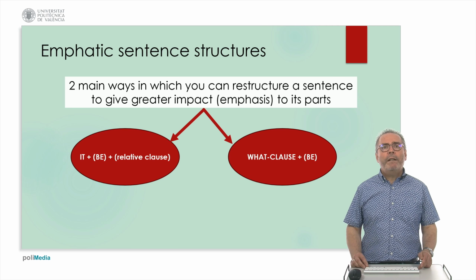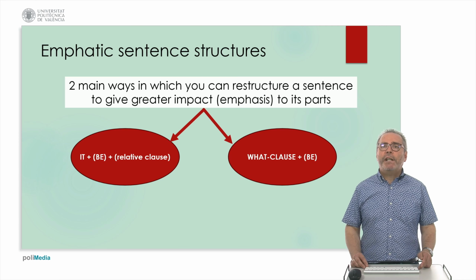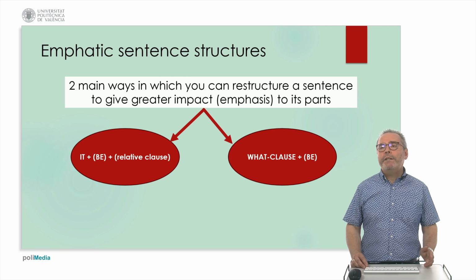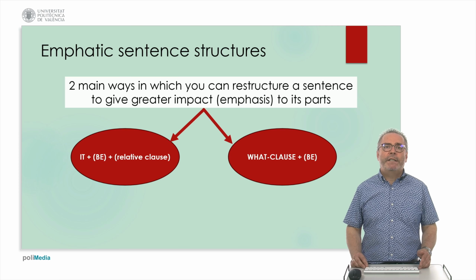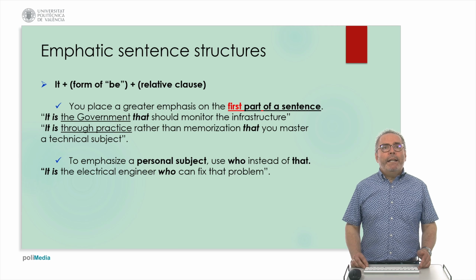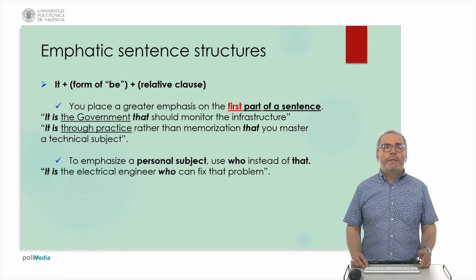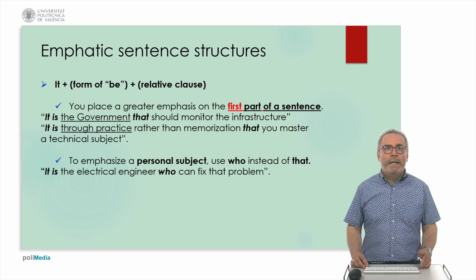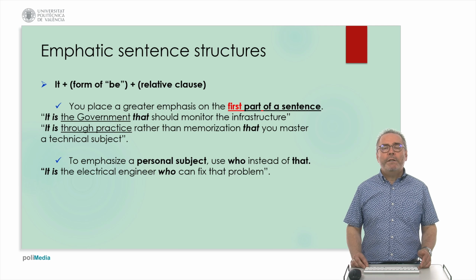There are two main ways in which you can restructure a sentence to give a greater impact to one part of the sentence. The construction it plus a form of be and a relative clause on the one hand, and a what clause plus a form of the verb to be. The first one, it can be followed by a form of to be and a relative clause to give emphasis to the first part of a sentence. For example, it is the government that should monitor the infrastructure.